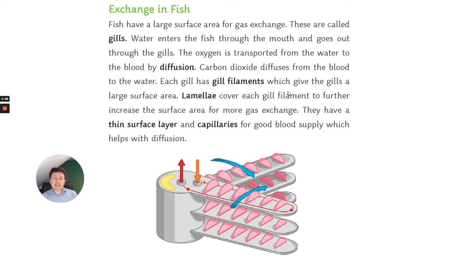Each gill has gill filaments, which give the gills a large surface area, and it says lamellae. You probably don't need to know this, but they cover each gill filament to further increase the surface area. They've got good blood supply, they're very thin as well. So this is all about maintaining concentration gradients because of the movement of water and also the movement of blood. You've got thin walls and you've got a massive surface area.